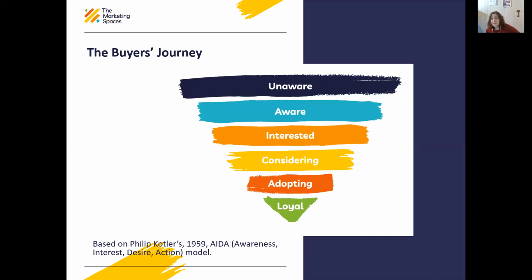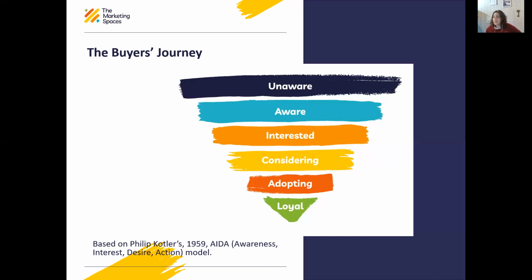The second step is interested. Oh, okay, that's quite interesting. You're right, I do need an accountancy service. Let me find out more. I want to find out more. Where do I go to find out more? What do I look at? What do I click on? Is there a piece of clickbait enticing me to find out more? Am I being offered something to find out more? Where do I go? Do I go to a website? Do I go to a profile? Do I make a phone call? Do I send an email? What happens when I'm interested?